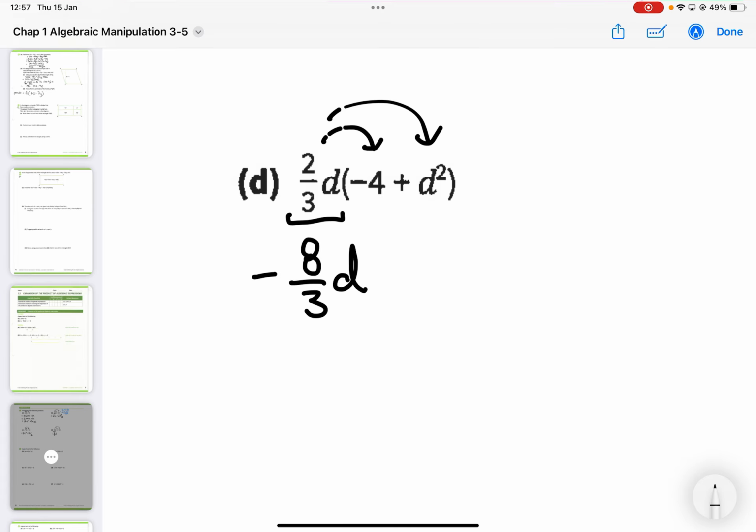4 is 4/1. Any number without writing the denominator is the same as 4/1. 3 is 3/1. 5 is 5/1. So numerator times numerator, so negative 8/3. Then got a D. Then the second one, positive times positive.